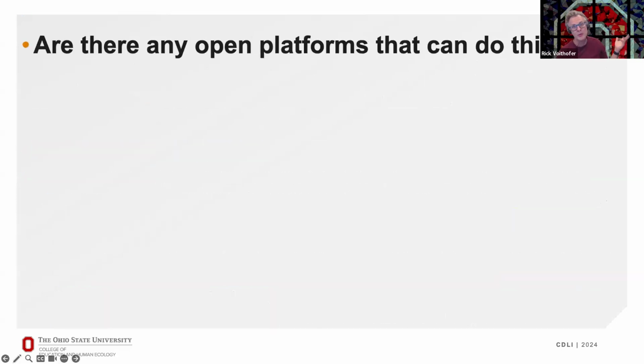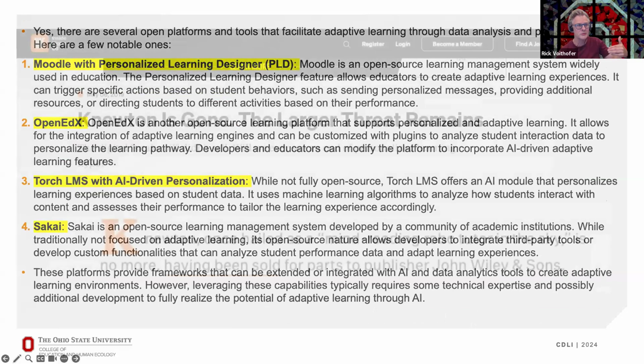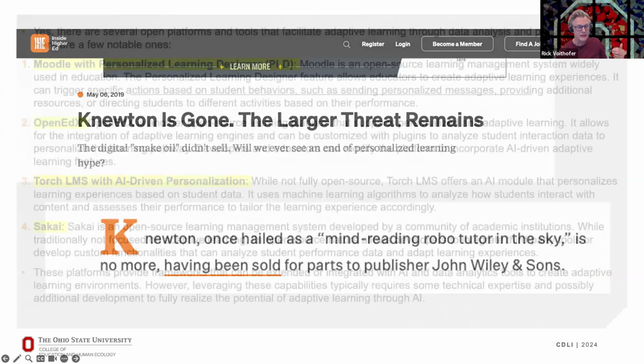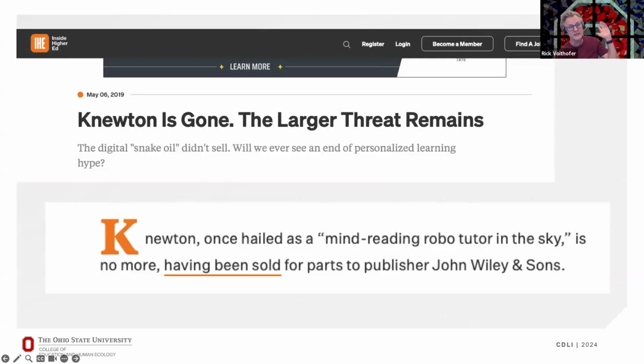And then I asked, are there any open platforms that can do this, since this is proprietary? And it gave me a list: Moodle, Open edX, Torch, Sakai, and then it gave me some descriptions. So then I thought, well, I wonder if there are any criticisms of this Newton system. So I Googled Newton criticisms, and I see this headline: "Newton is gone, the larger threat remains. The digital snake oil didn't sell. Newton, once hailed as a mind-reading robo-tutor, is no more, having been sold for parts to John Wiley."